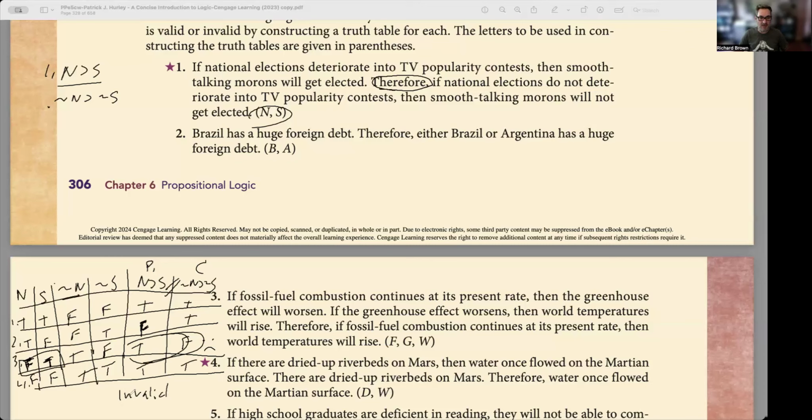to rule that out. So we would write, if we were taking a test or on the homework, we'd say this argument is invalid because line 3 shows true premises and a false conclusion. Okay, true premises and a false conclusion. So that's how you use truth tables.